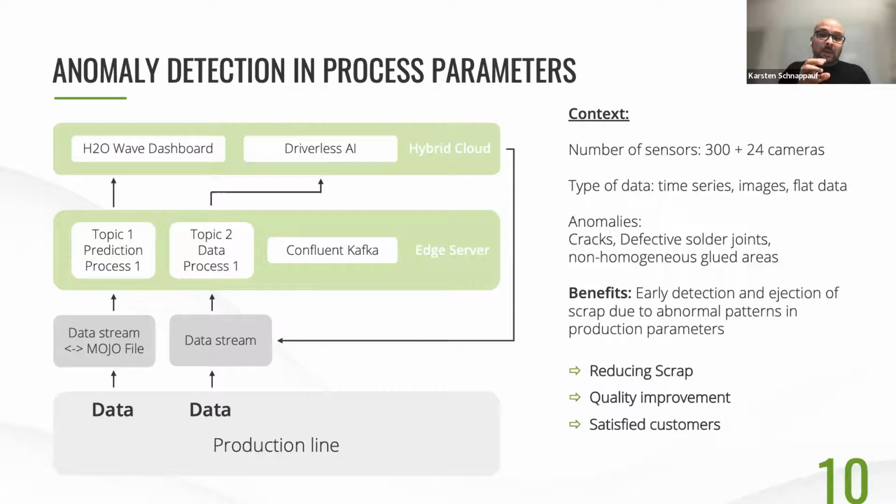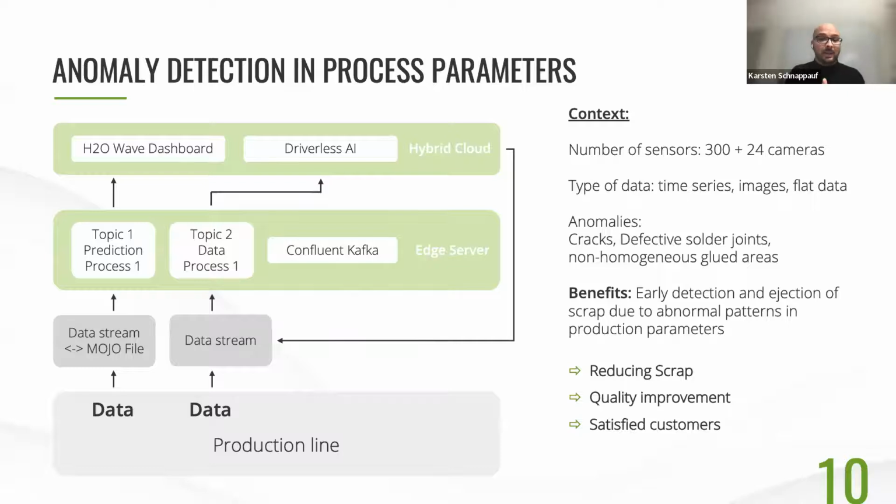And the goal here is that we are detecting or predicting anomalies like cracks or defective solder joints and non-homogeneous glued areas. With the big benefit that we have early detection and ejection of scrap due to abnormal patterns in the production parameters. With the goal of reducing scrap, improving the product quality and the satisfaction of the end customer.